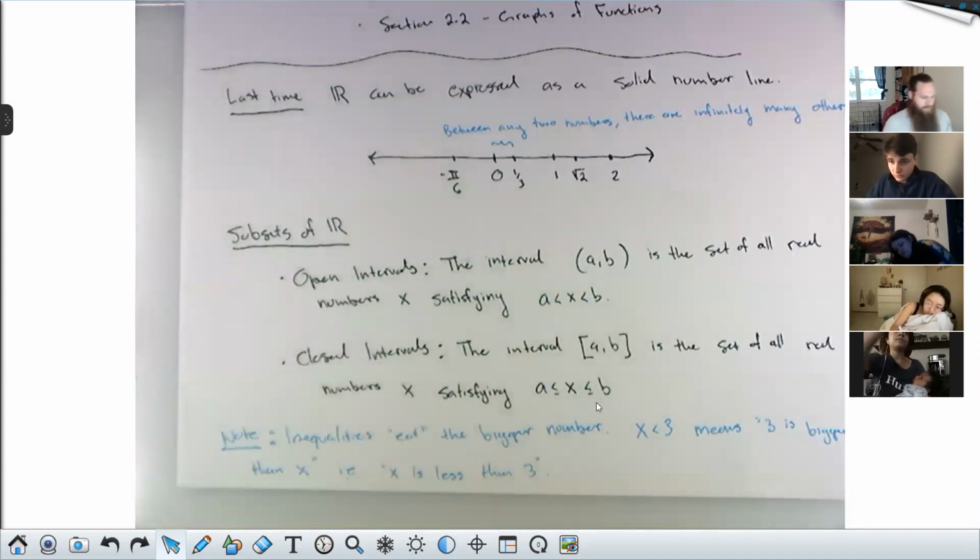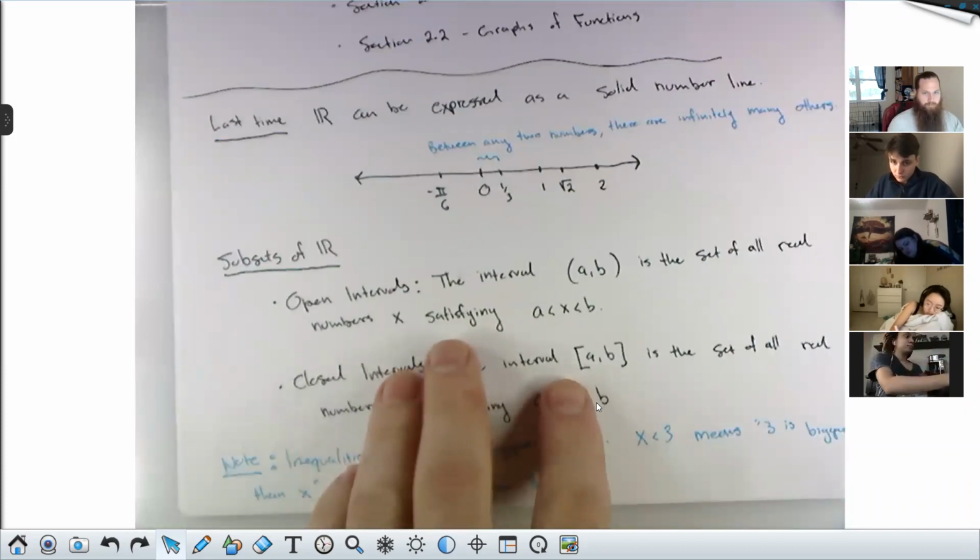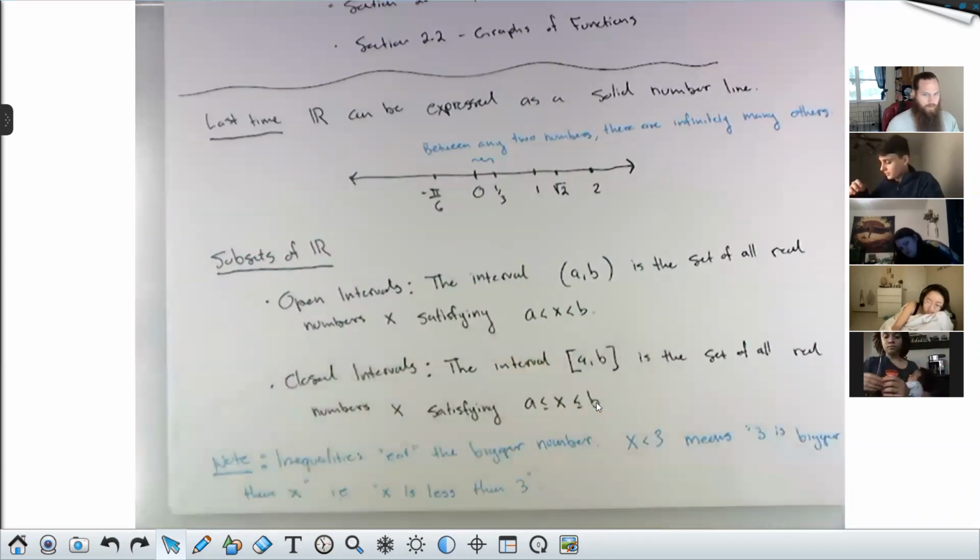Let's look at some examples of inequalities and how we can express them in interval notation. Because you see each kind of interval concept here is related to an inequality concept here.